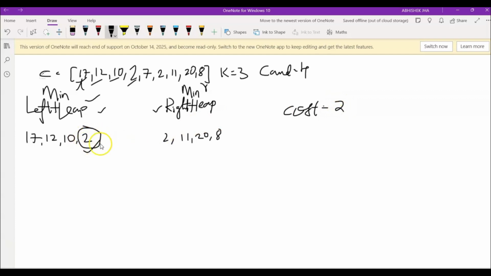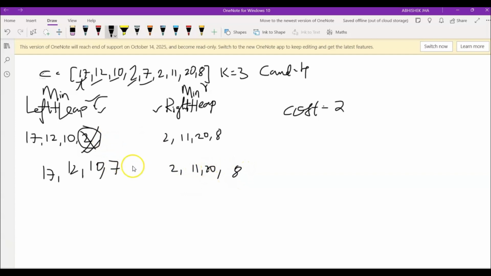After hiring this worker, we'll remove it from the heap and we'll push the next value with the help of the left pointer into this left min heap. So after the first round, the values in the heap would be 17, 12, 10, and since 2 is removed, we'll take the next value, that is 7, and push that inside our heap. So the next element inside our min heap would be 7. The right heap values would be the same, that is 2, 11, 20, and 8.